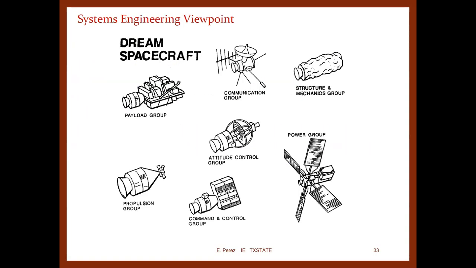So again, this is related to the airplane example that I showed you earlier. Depending on the viewpoint of one of the disciplines, you get to a specific design. But the overall goal as a systems engineer is to take all these disciplines together and, using all their knowledge, find the best design for the goals that you want to achieve.